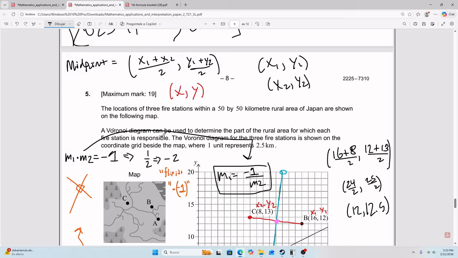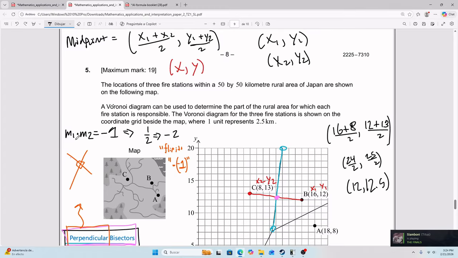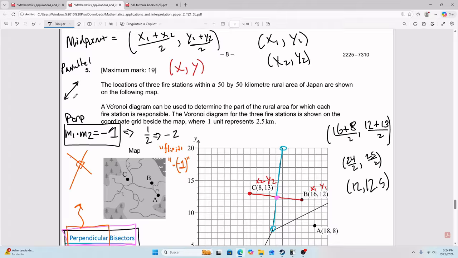But more importantly, I'd rather have you have the knowledge that if you're talking about perpendicular lines, you have that m1 times m2 equals -1. This is for perpendicular. And if you're talking about parallel, which is something else that can show up, parallel lines look a little bit like this. The cool thing about parallel lines, if anything, is that they never touch.